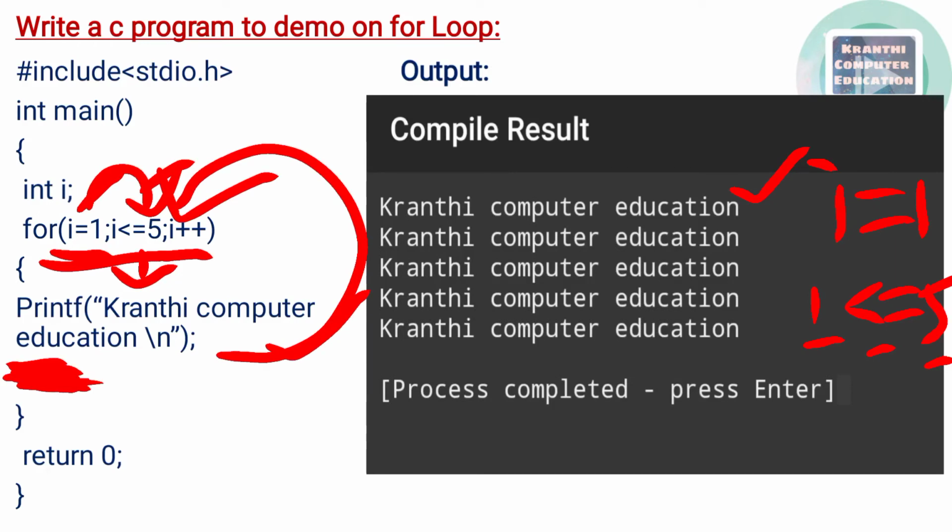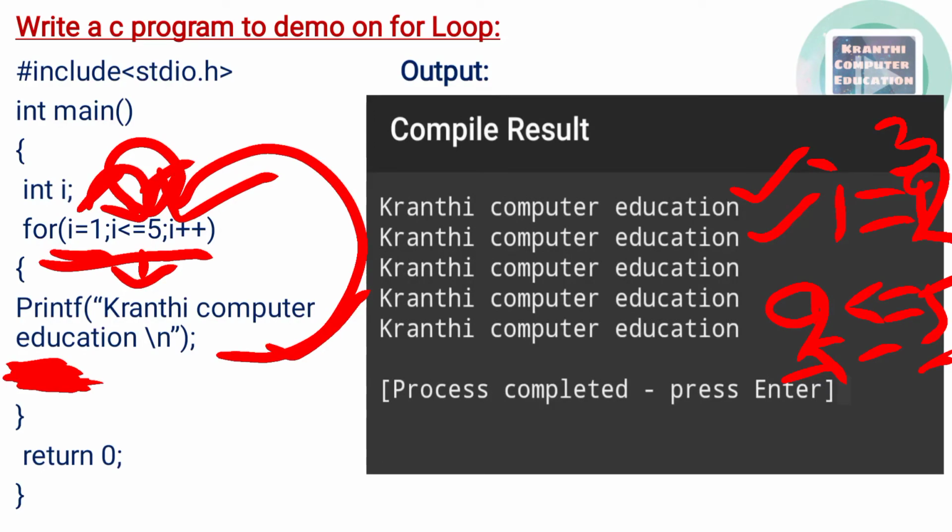Now the i value becomes 2. Next, with the updated value, control goes to the condition. So now i less than or equals 5 means 2 less than or equals 5. The condition is true, so the control comes inside the loop. The printf statement is there, that's why Kranti computer education is printed for the second time. And then next the i value will be incremented. Now the i value becomes 3.